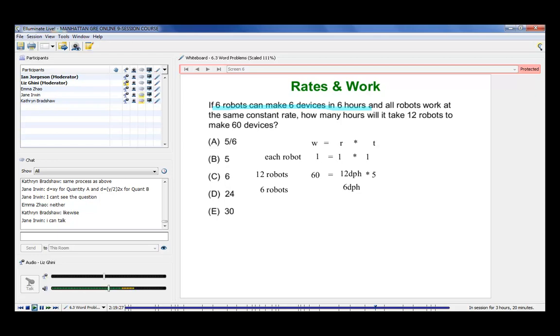Careful, I think we may have made a mistake there. What's the rate of 1 robot? Yeah, it takes a robot 6 hours. So we have a little problem, right? So we have to look at this again. And we have to think, whoops, wait a second. Okay, and notice that they have a little trap for you. They are out to get you. All right, so 1 robot, how long does it take? Well, it actually takes it 6 hours to make 1 device.